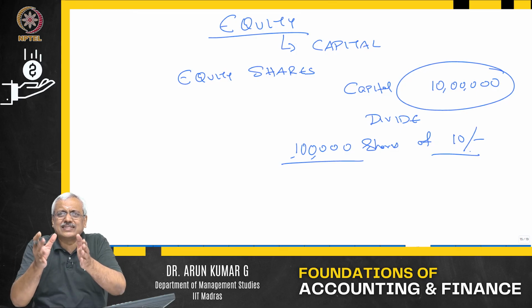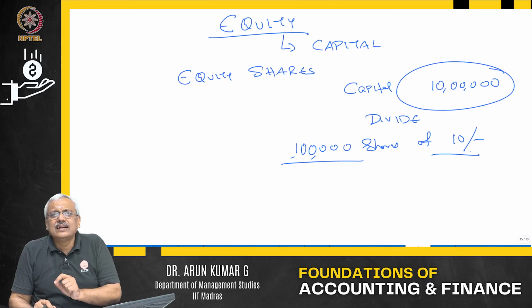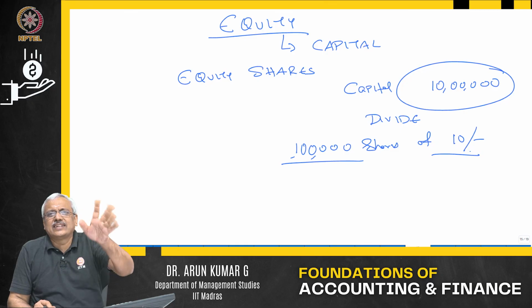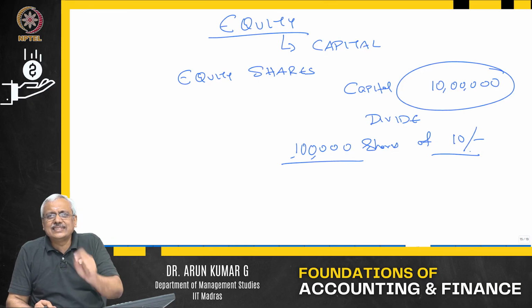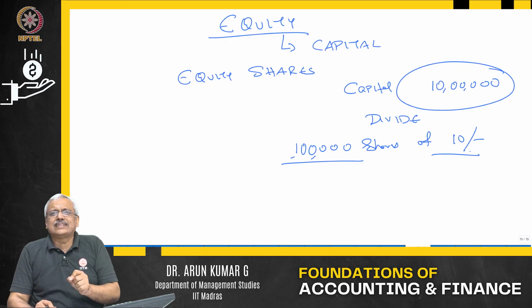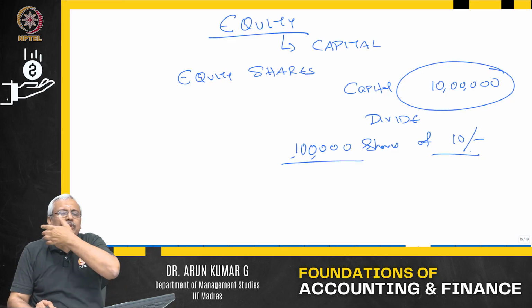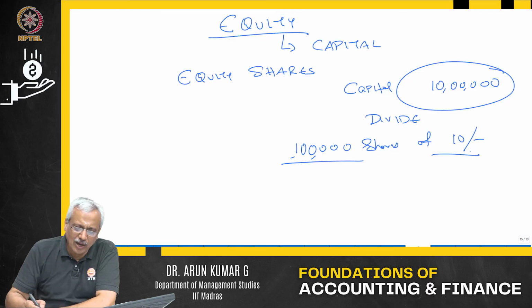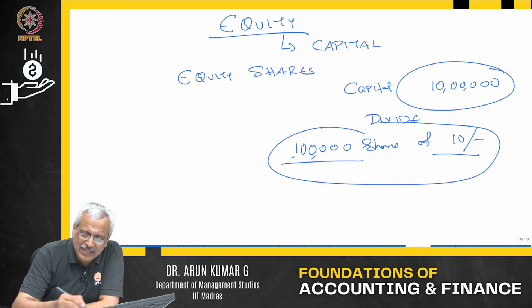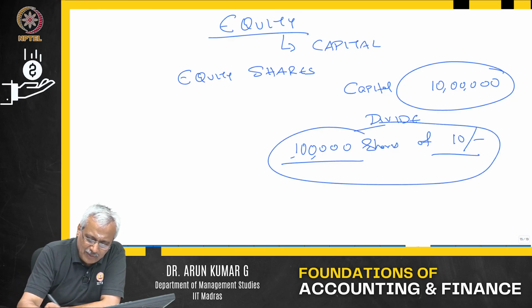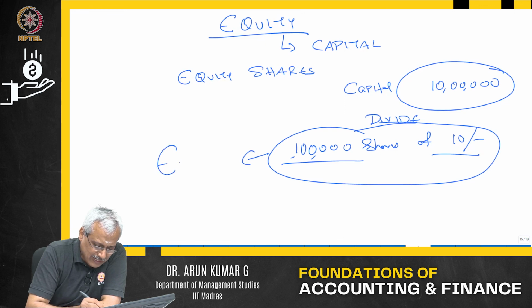I have divided this 10 lakhs. Imagine I print 1 lakh share certificates and each share certificate is worth 10 rupees. So you can pay 10 rupees and buy a share certificate. Now, when this is divided into shares, these normal shares are called equity shares.